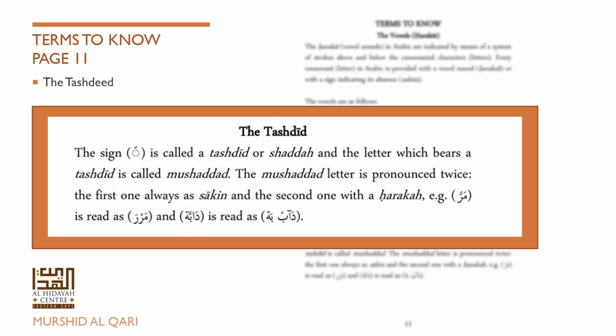Another example, dabba. It is read as dab and ba. But you will not see it written like this. It will be written with the shadda. But we will know when we see that sign, the tashdid or the shadda, we'll know that they are read as though there are two letters inside.